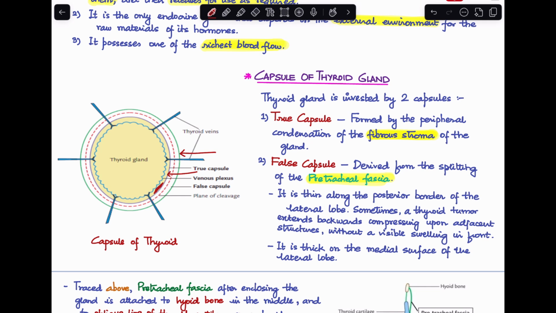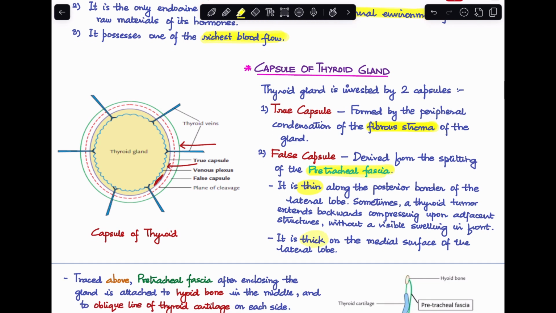Now, this false capsule is not uniform everywhere. It is seen to be thin along the posterior border of the lateral lobe. Because it is thin over here, sometimes a thyroid tumor can end up extending backwards and compress the adjacent structures without a visible swelling in front. Because the false capsule is thin, it gives any kind of tumor more space to expand posteriorly, because it is so loose and lax in the posterior part. So sometimes this thyroid tumor will not have a visible swelling in the front. And this false capsule is thick on the medial surface of the lateral lobe.